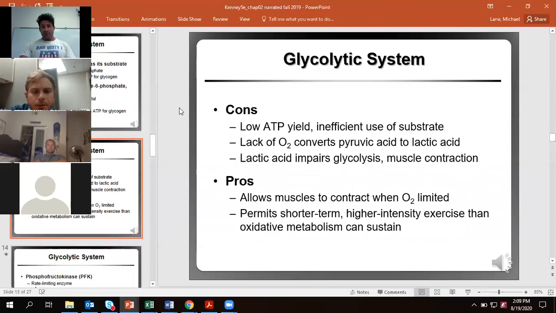This doesn't give us a lot of ATP, is a really inefficient way to use carbohydrate, and it's going to be giving us that wonderful lactic acid, which immediately converts into lactate. Lactate is not the problem, guys. Lactate is a fuel source. You can actually take lactate as a supplement, and it can have positive effects on performance.